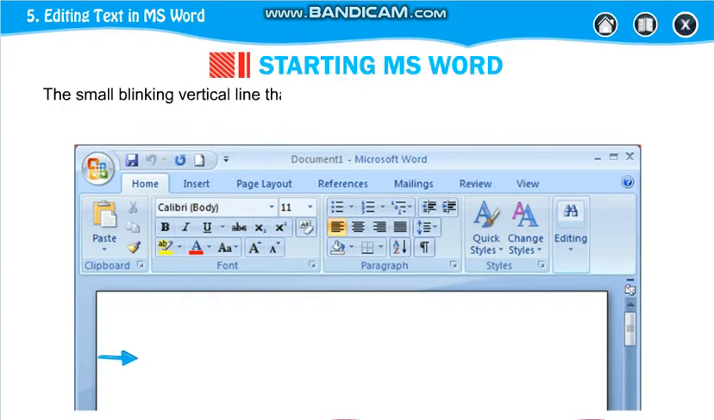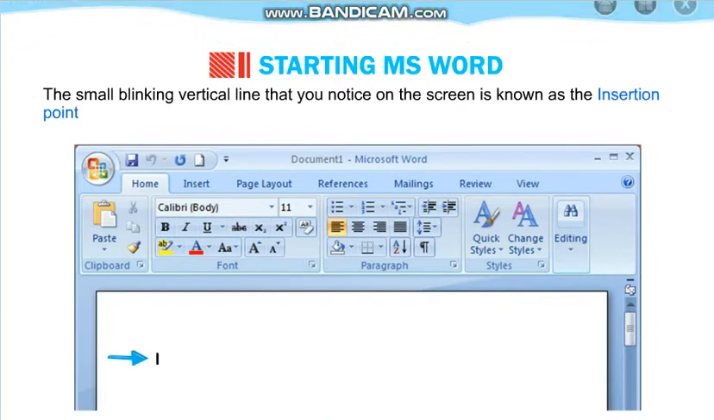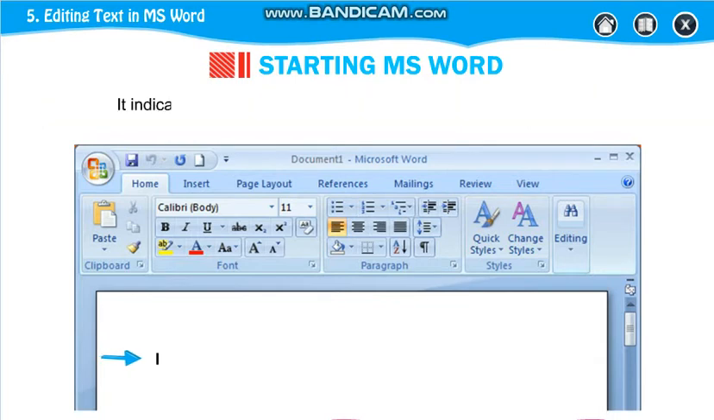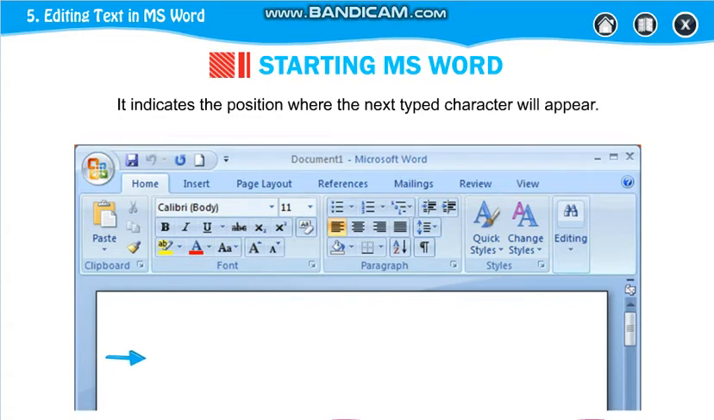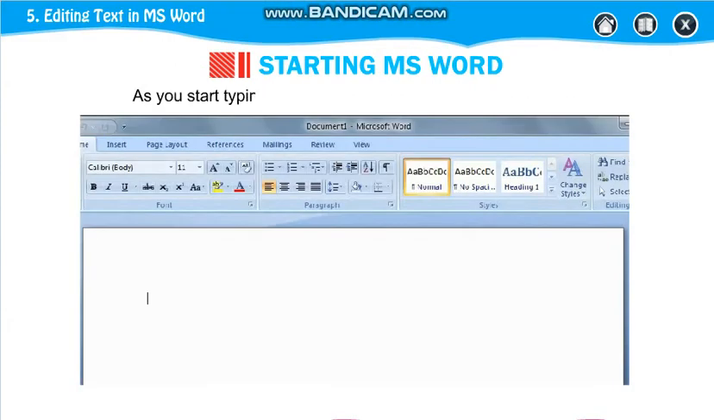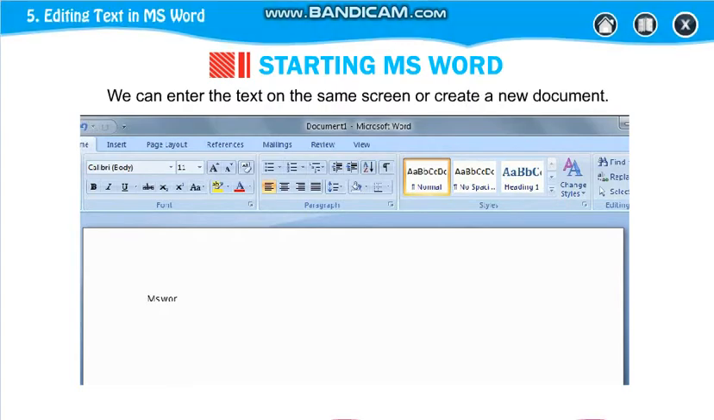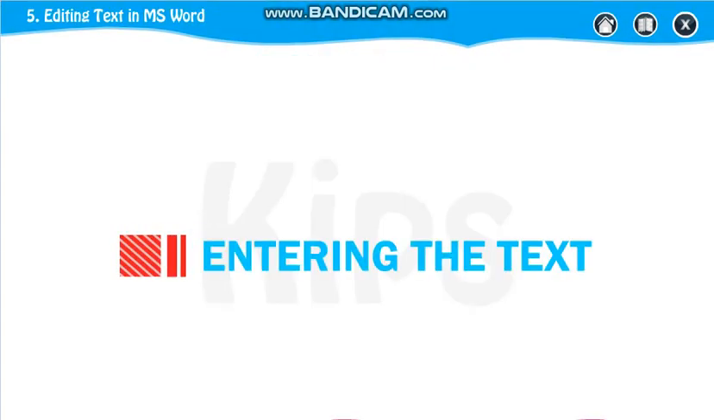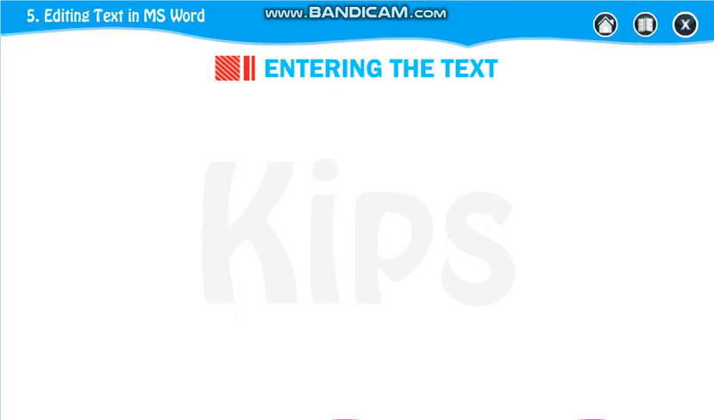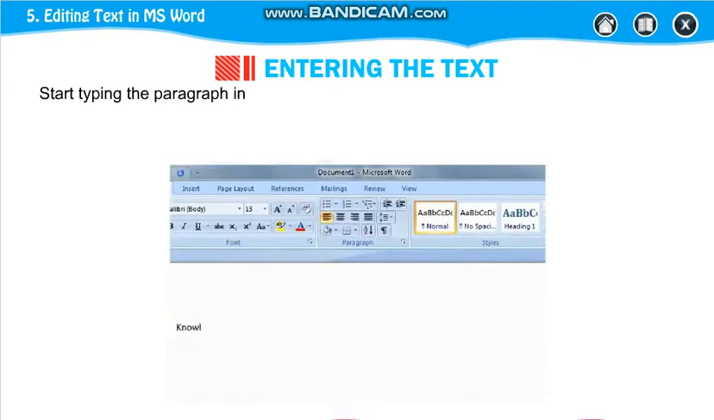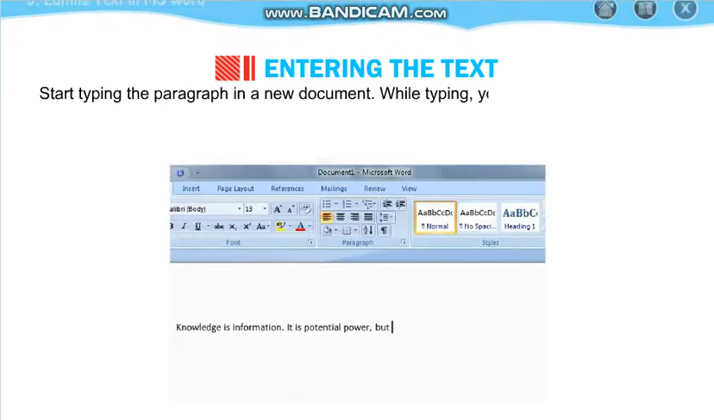The small blinking vertical line that you notice on the screen is known as the insertion point. It indicates the position where the next typed character will appear. As you start typing, the cursor automatically shifts to the right. We can enter the text on the same screen or create a new document. Now entering the text, start typing the paragraph in a new document.